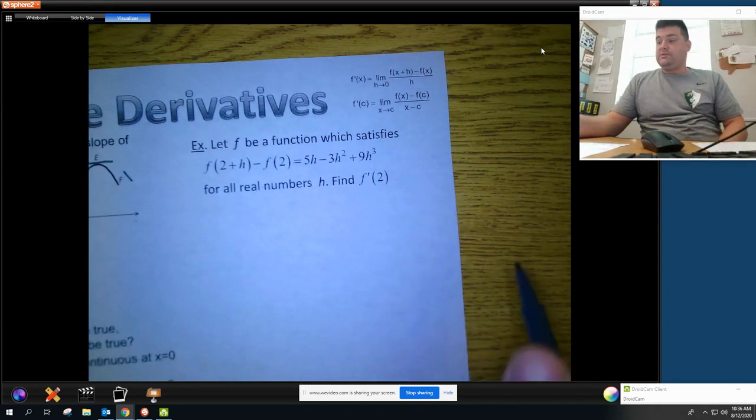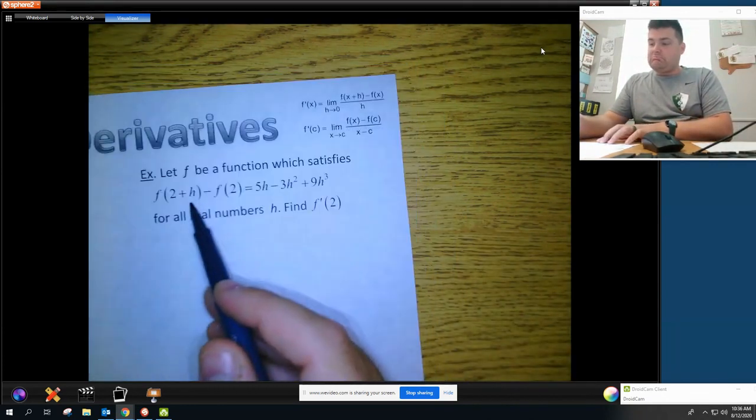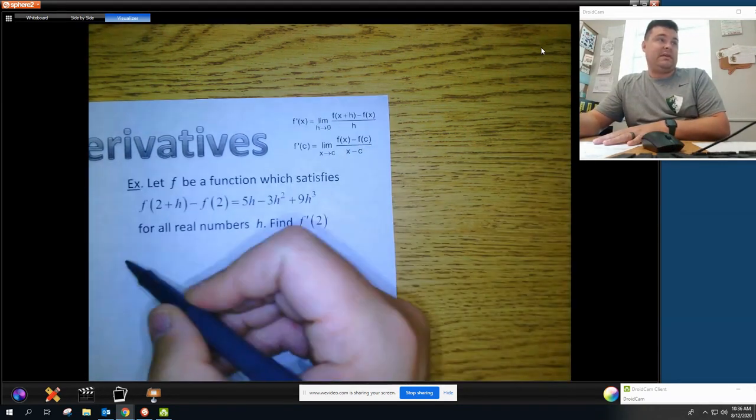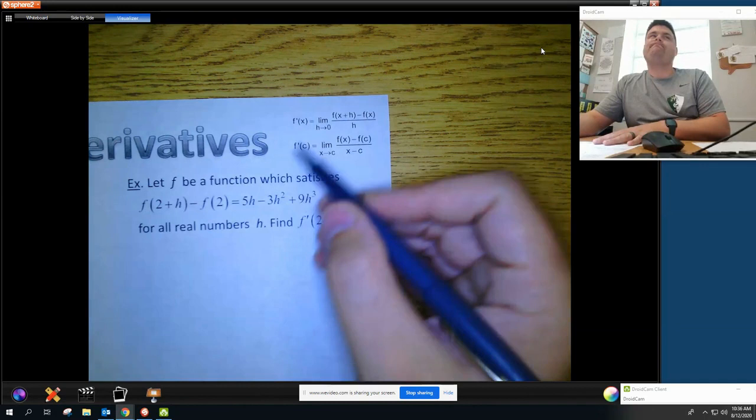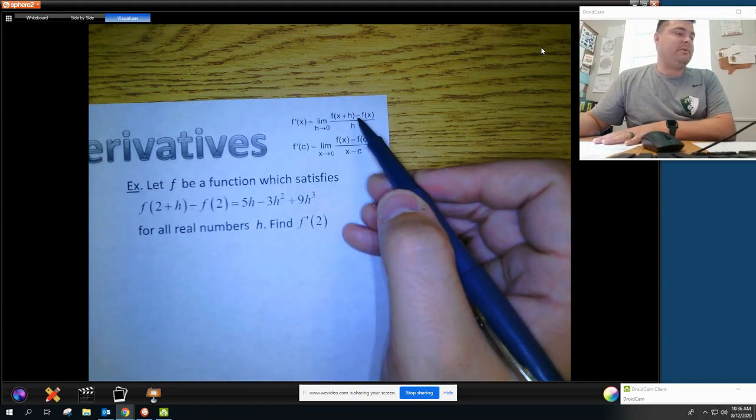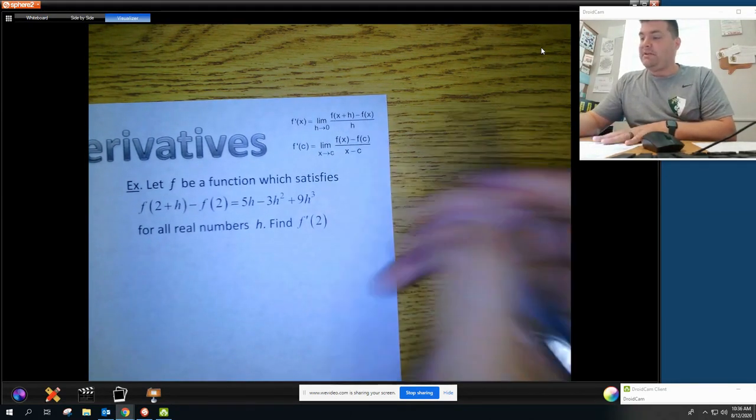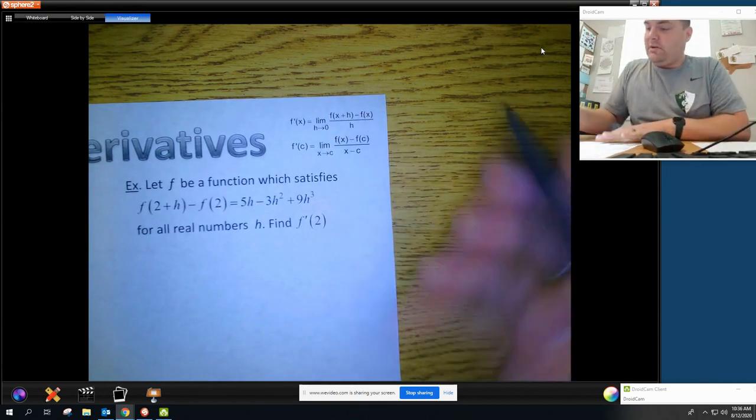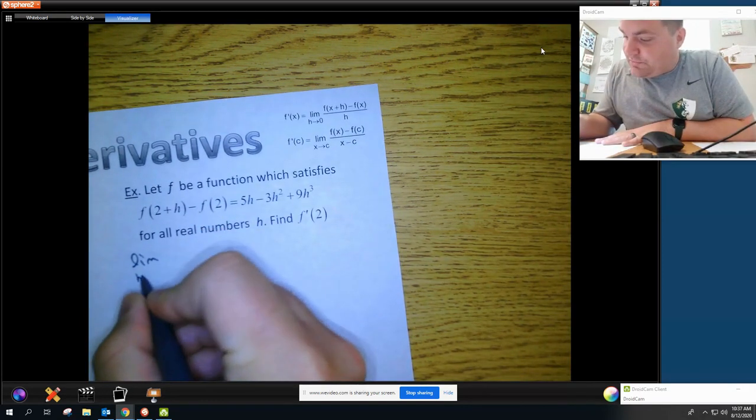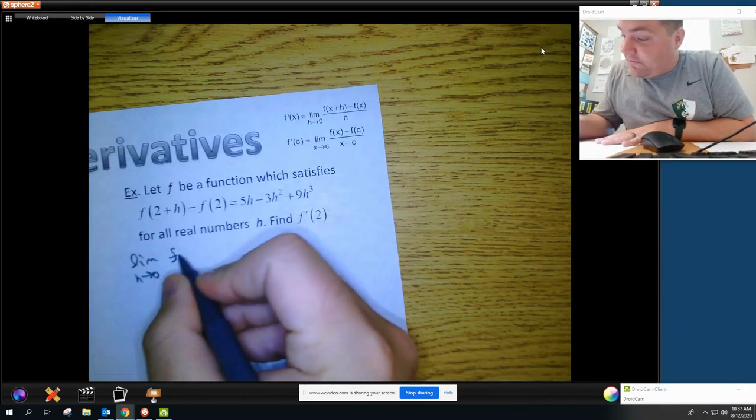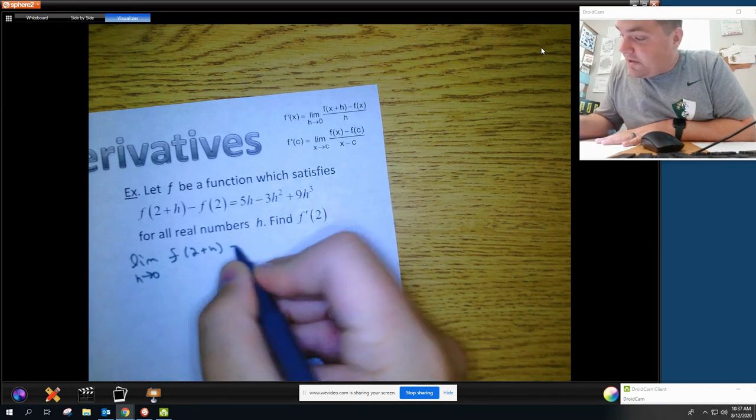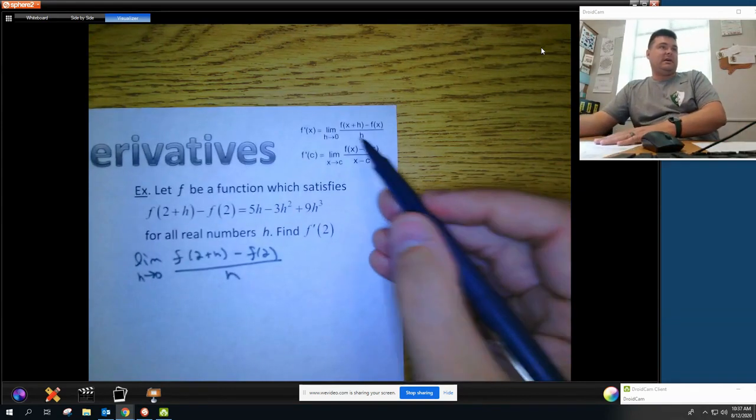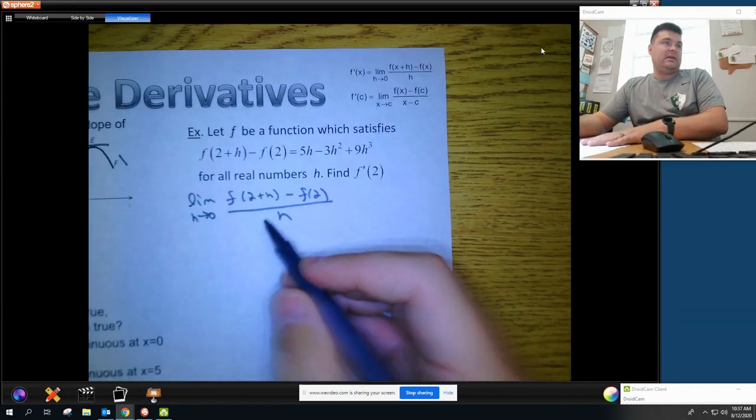Okay. So given this information, which one of these formulas do you think would be easier to use? So I'm given f of 2 plus h. Probably the top one right there. But instead of x, I'm replacing it with the number 2. So I'm going to do the limit as h approaches 0 of f of 2 plus h minus f of 2, all over h. So just replacing the x's with 2's, and then I'm good to go here.